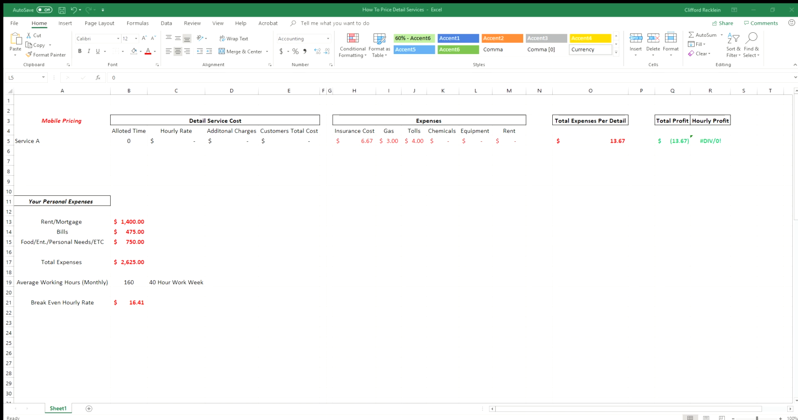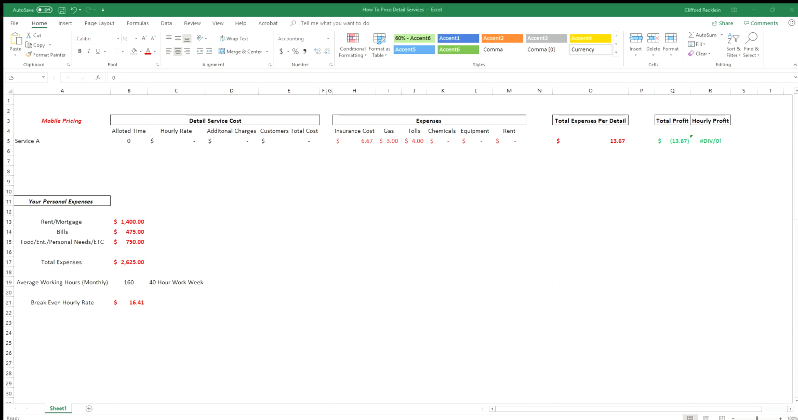Now, if you don't have a detailed inventory system, this may be a little bit more difficult to figure out how much you're actually spending per detail on chemicals. But to give you an example, to come up with the chemical cost per detail, you need to know, for whatever service A may be, what chemicals you use, the cost at which you purchase that chemical, and how many details you can do with that chemical before it's used up. That'll help you figure out what your total cost is going to be for chemicals.